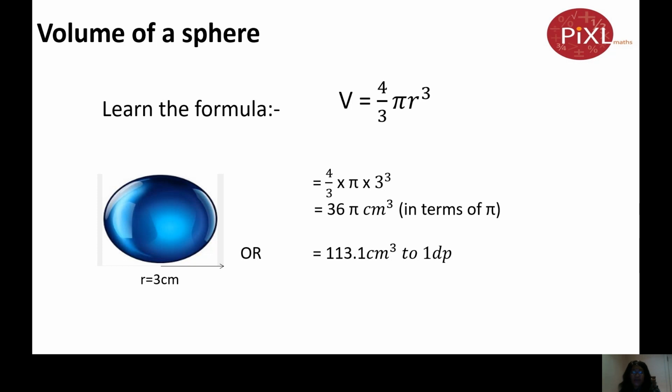But if it does say, write your answer to 1 decimal place or something like that, then in that case, please use the S to D button and find the final answer to 1 decimal place.